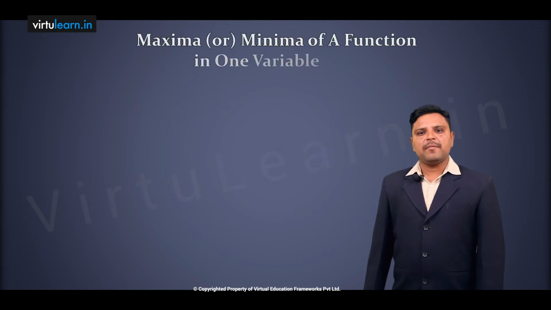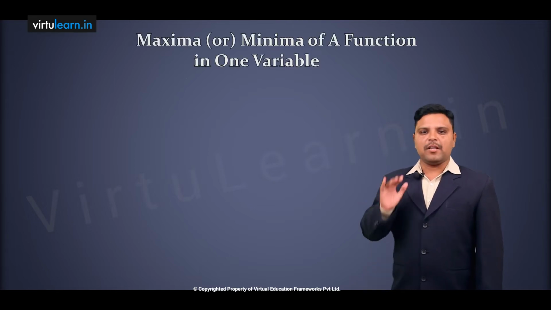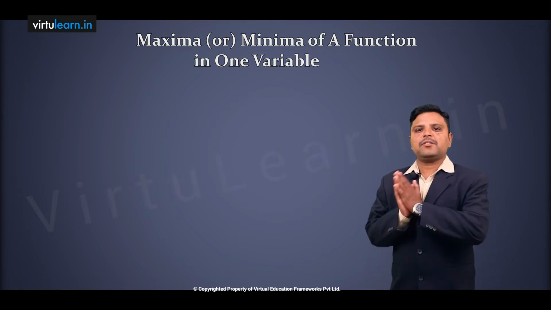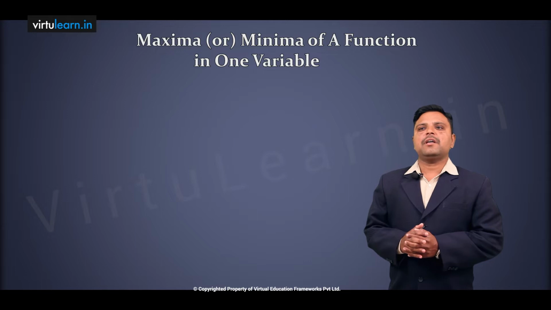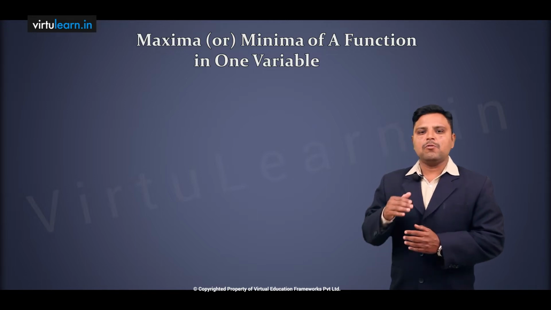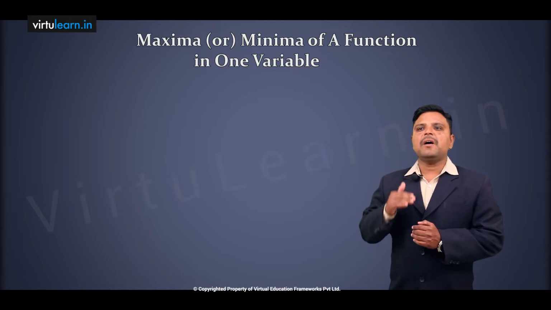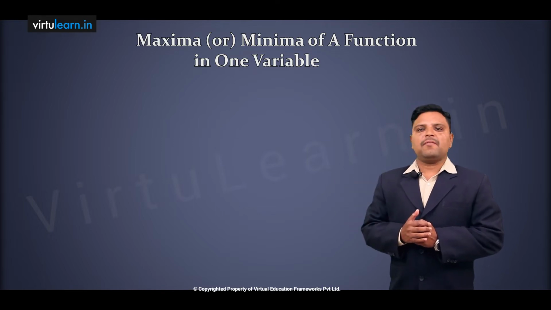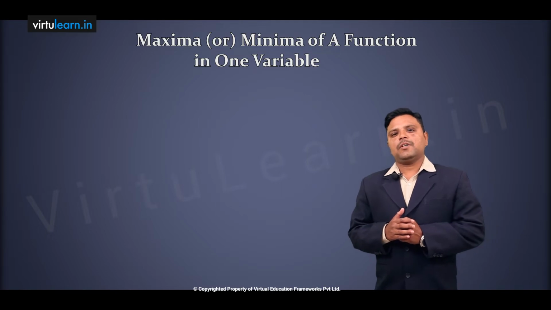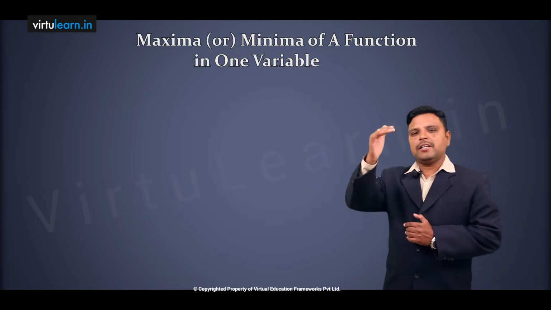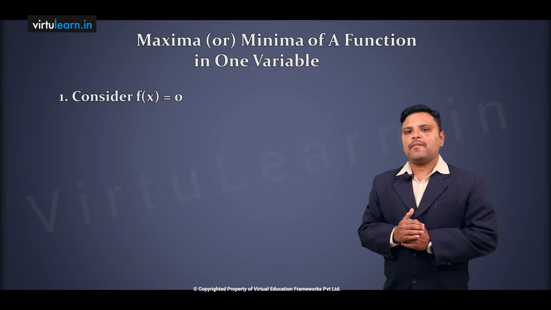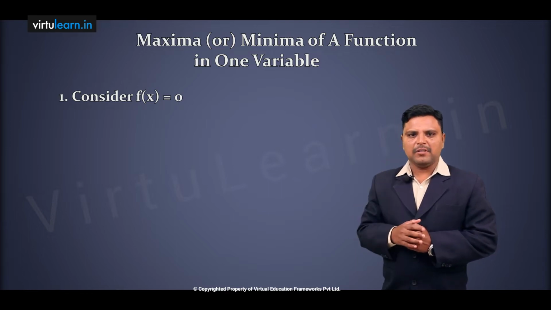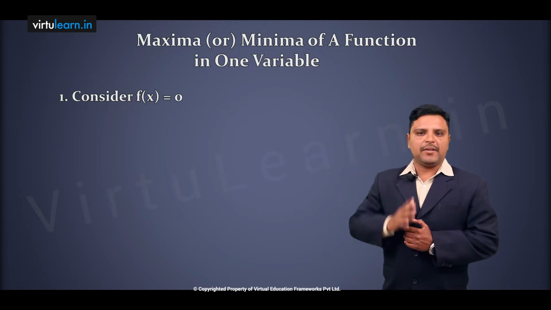Maximum and minimum of the function in one variable. Suppose the function is given in terms of the x variable, that is, f equals f of x. Then how do we calculate the maximum and minimum of the given function which contains one variable? The first step of the problem is to consider the given function f of x. Since the function contains a single variable, we use ordinary differentiation.